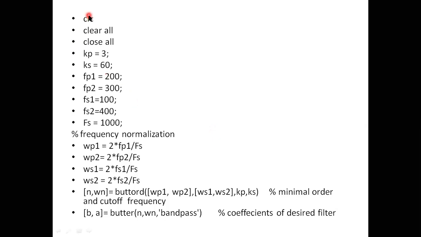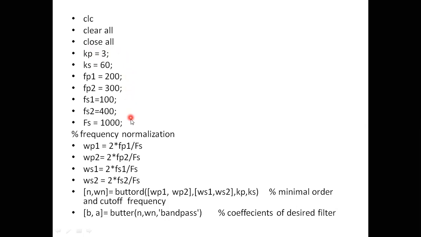In any program, the starting lines are CLC, clear all and close all. I think all of you know what CLC means. CLC is to clear the command window. Clear all is the command to clear the variables present in the workspace. Close all is the command to close the other figure windows. Next, what data are given?